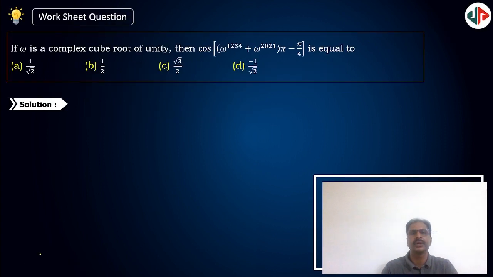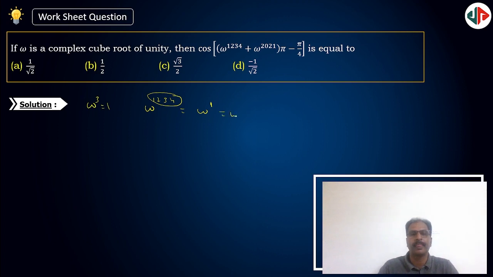cos of omega power 1, 2, 3, 4 plus omega power 21 into pi minus 5. Since we know that omega cube is 1, to find omega power any larger number, divide this number with 3 and write down the remainder. So if we divide this number with 3, what will be the remainder? 1. So this is omega power 1.